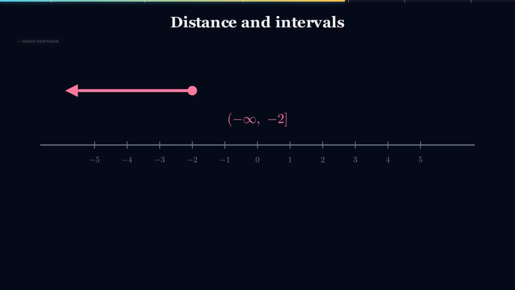The infinity side always uses a parenthesis because infinity is not a real number you can land on, so it can never actually be included in the set.